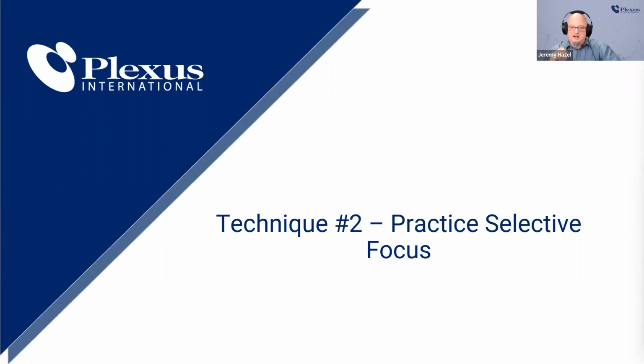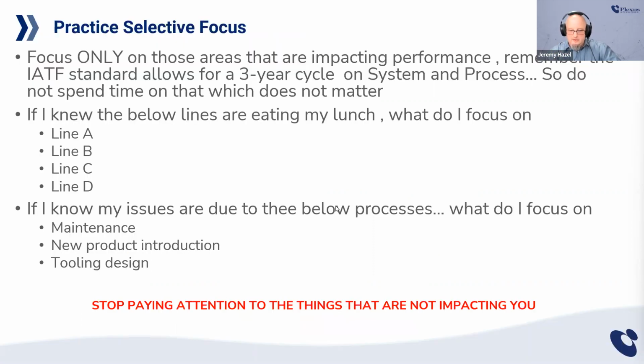Now, the second thing, practice selective focus, okay? One of the things I always say here, so many people try to boil the ocean. Now, notice that in the IATF standard, remember the 3-year cycle for both process and system. There we go. Product says at appropriate intervals. For the system and the process audits, remember you have a 3-year cycle. If I know these are my high running lines, which are eating my lunch, which lines should be in my schedule this year? Those. Which lines should get very, very little focus unless there is a reason that you should increase it?